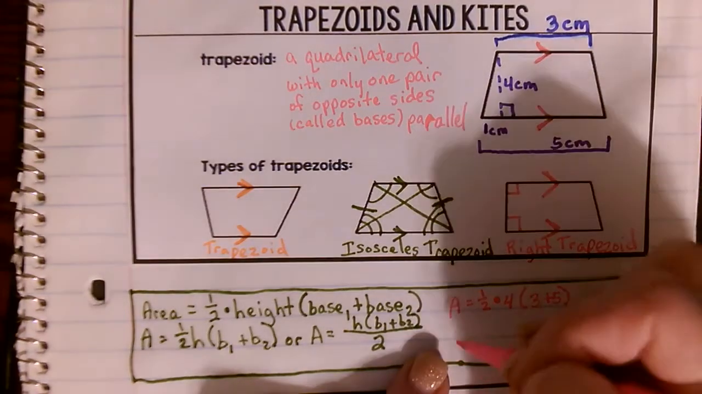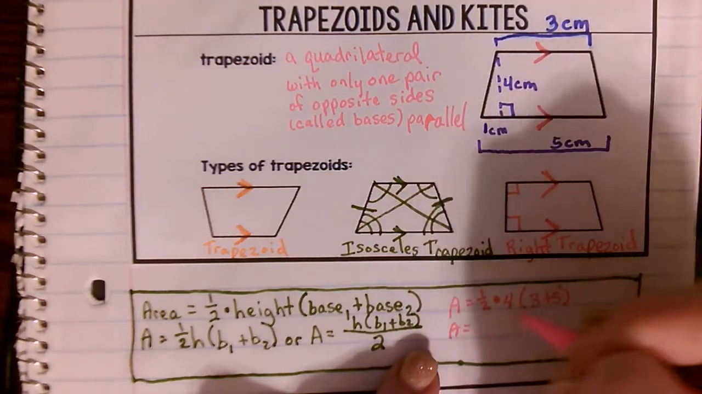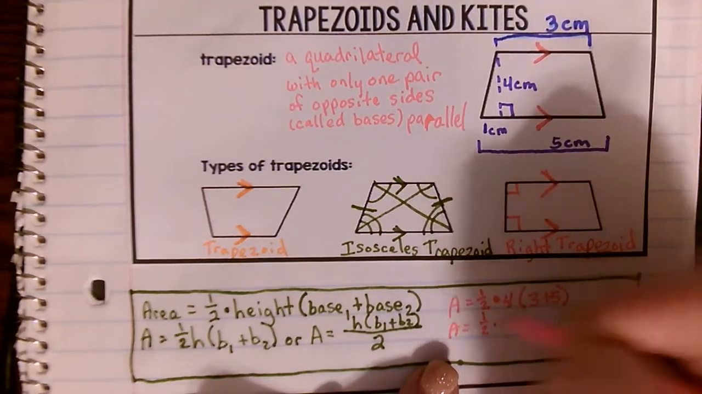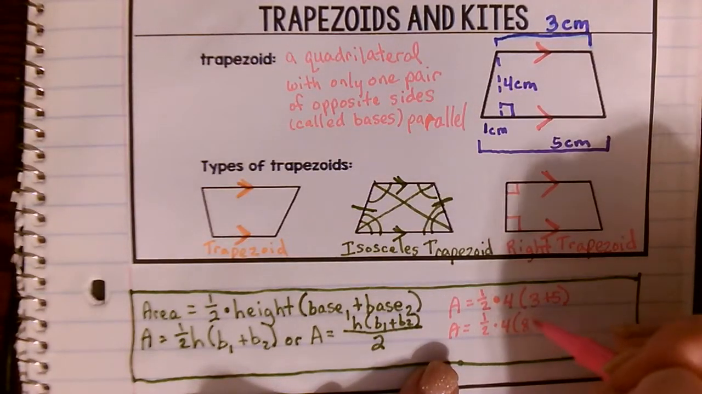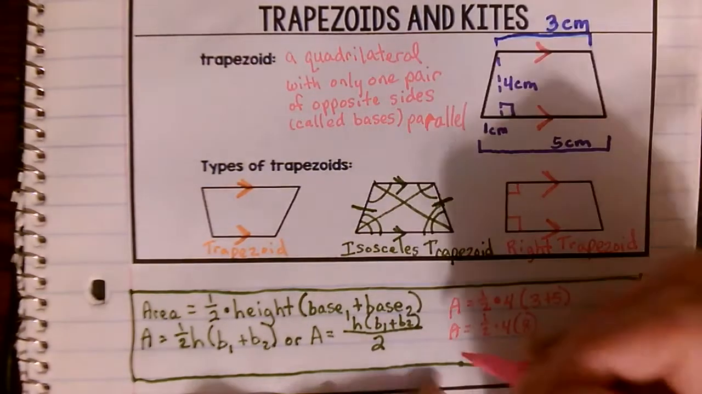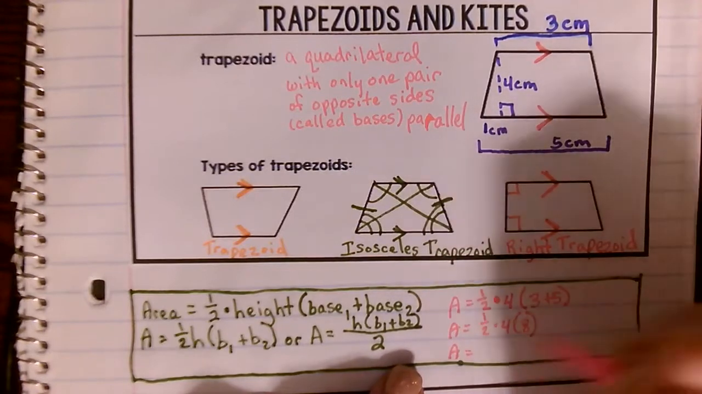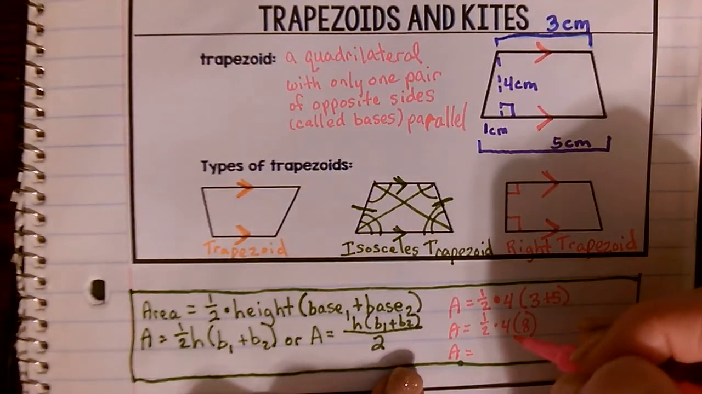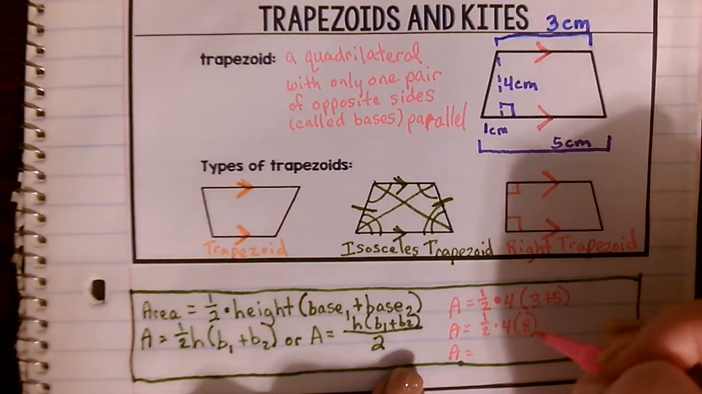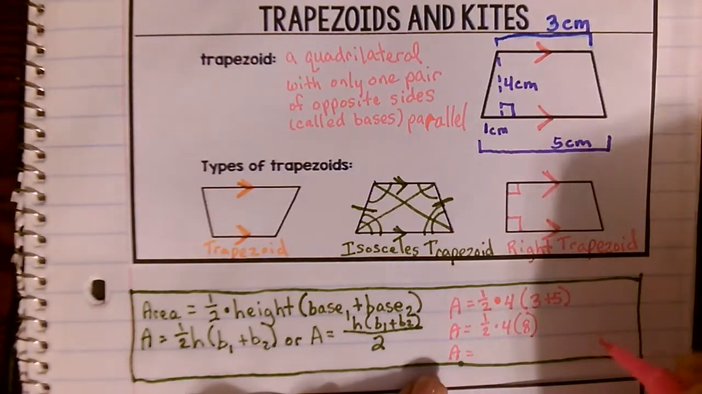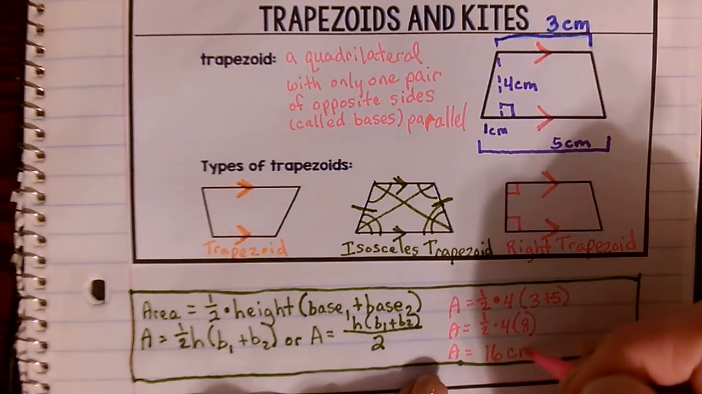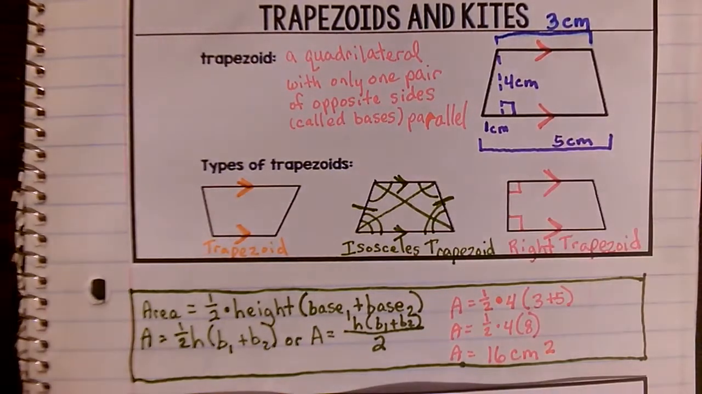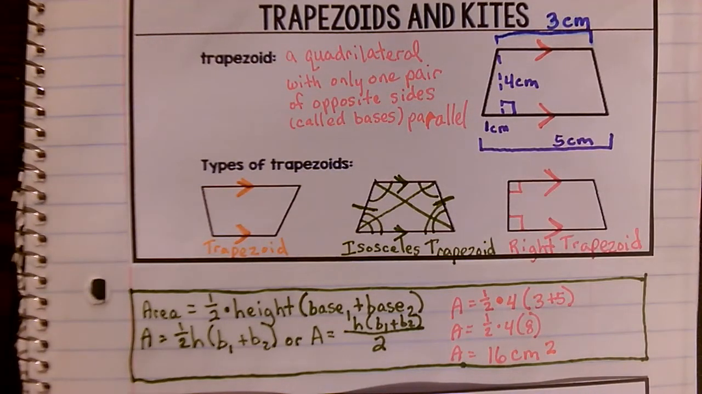Then we work it out. A equals 1/2 times 4 times 3 plus 5 is 8. Okay. A equals 1/2 times 4 is 2 times 8 is 16. So we just multiply across, okay? 16 centimeters squared. And that's how you find area of a trapezoid.